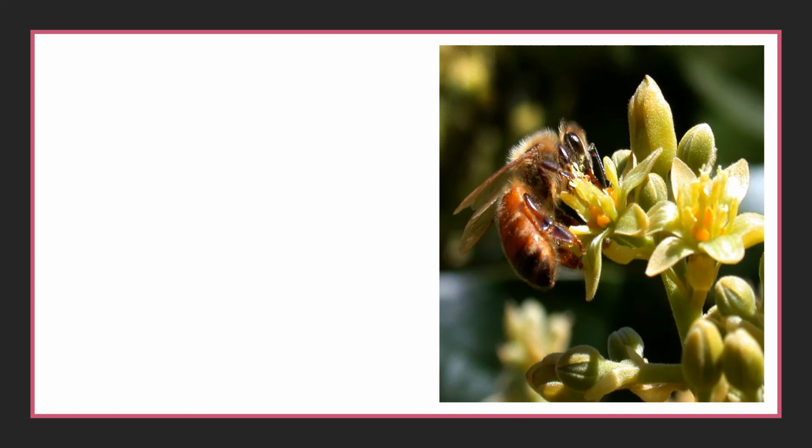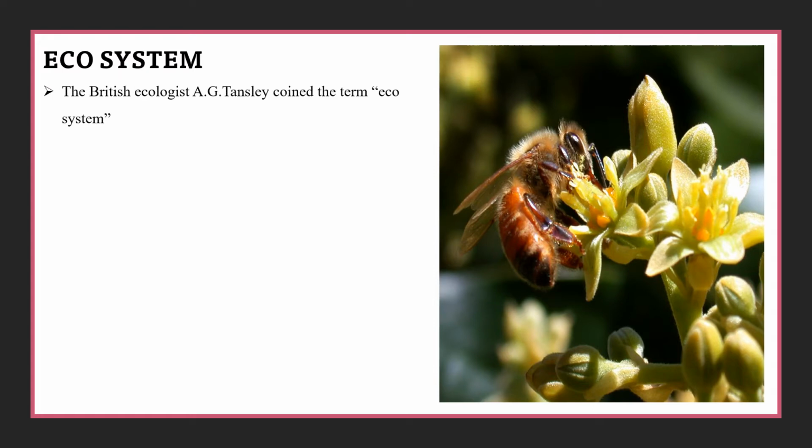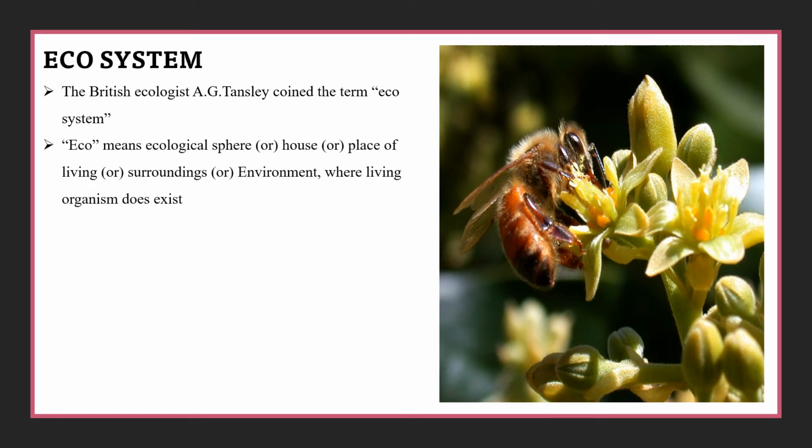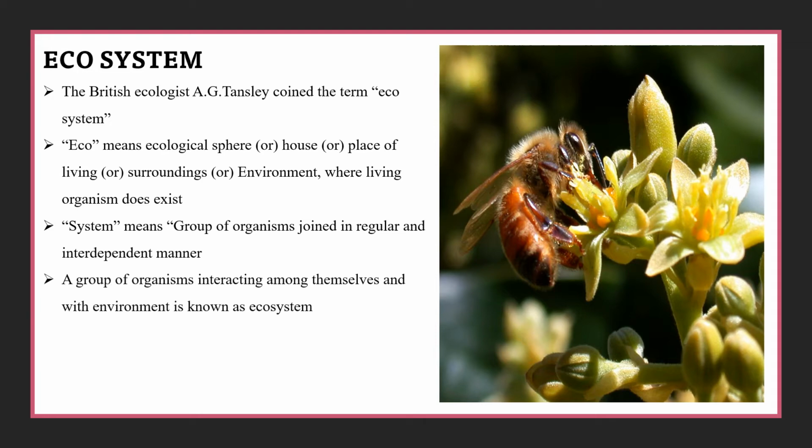Let us now study ecosystem in greater detail. The British ecologist A.G. Tansley coined this term ecosystem. Eco means ecological sphere or house or place of living or surrounding or environment where living organisms exist. System means group of organisms joined in a regular and interdependent manner. A group of organisms interacting among themselves and with environment is known as ecosystem.